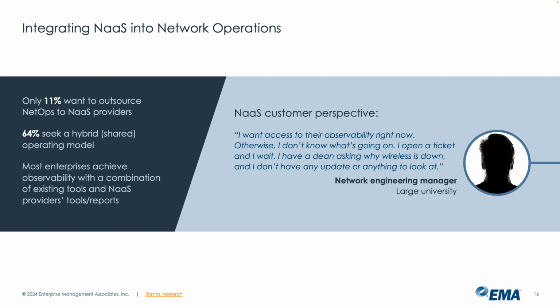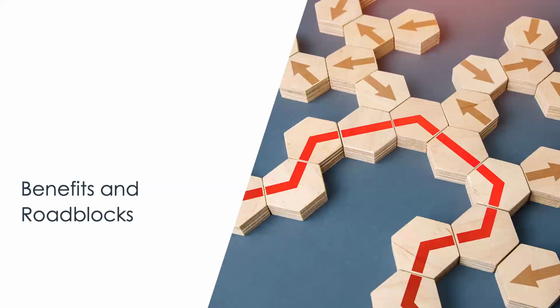You see here on the right, a network engineering manager at a large university who is a customer of a NaaS provider. He said, I want access to their observability right now. This is a guy I talked to one-on-one. Otherwise, I don't know what's going on. I open a ticket and I wait. I have a dean asking why wireless is down, and I don't have any update or anything to look at. So he wants his NaaS provider to open up observability. He's not getting enough of that right now. I think it's going to be something you'll see from a lot of NaaS providers in the future.